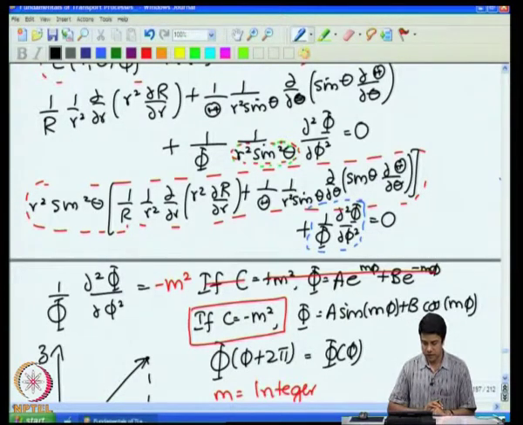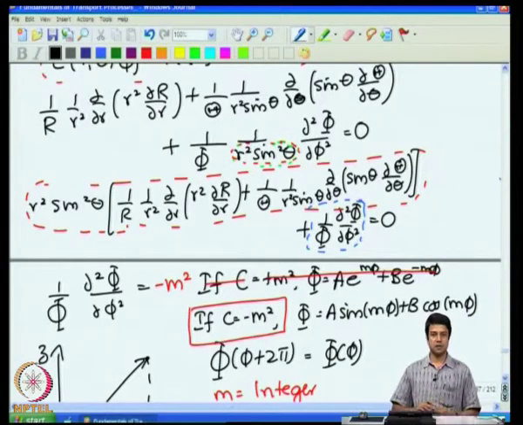I solved the equation for phi and I showed you that if the constant is positive, the solutions are exponentials. If the constant is negative, the solutions are sine and cosine functions. Which one should it be? Here we use a symmetry condition.